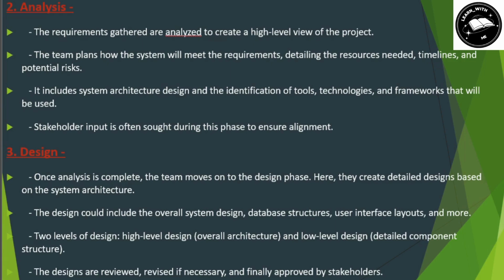Third phase is design. Once analysis is complete, the team moves on to the design phase. Here, they create a detailed design based on the system architecture. The design could include the overall system design, database structures, user interface layout, and more. Two levels of design: high level design means overall architecture, and low level design means detailed component structure. The designs are reviewed, revised if necessary, and finally approved by stakeholders.